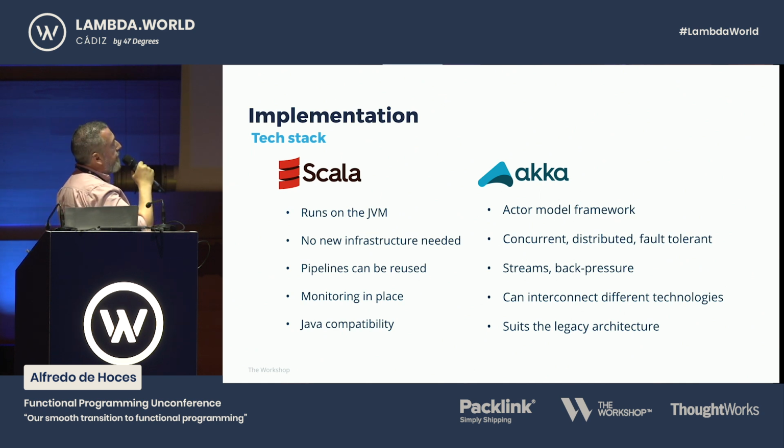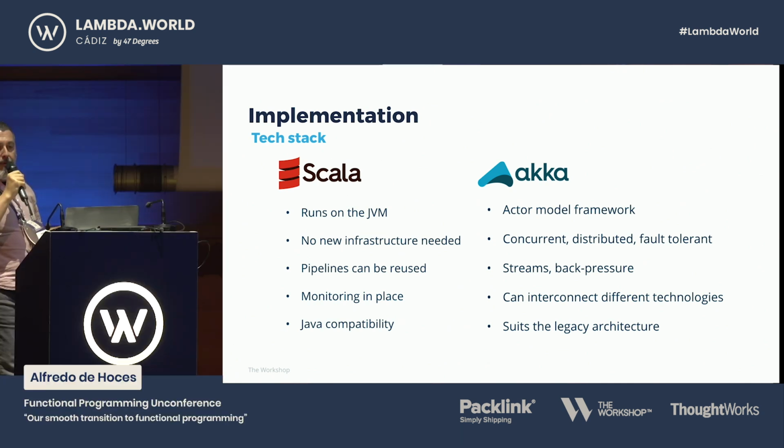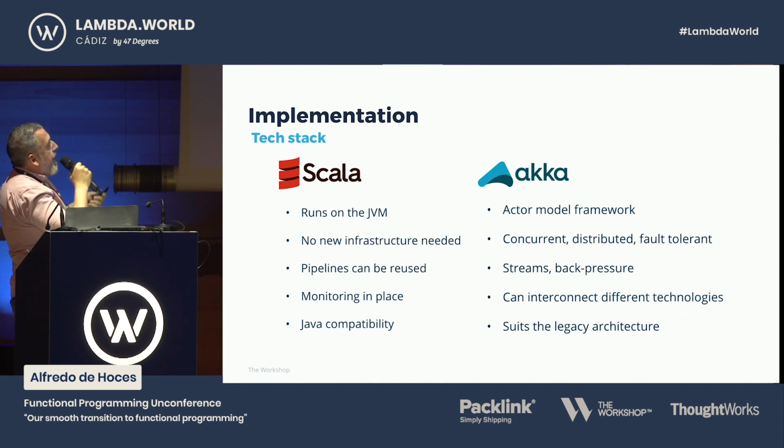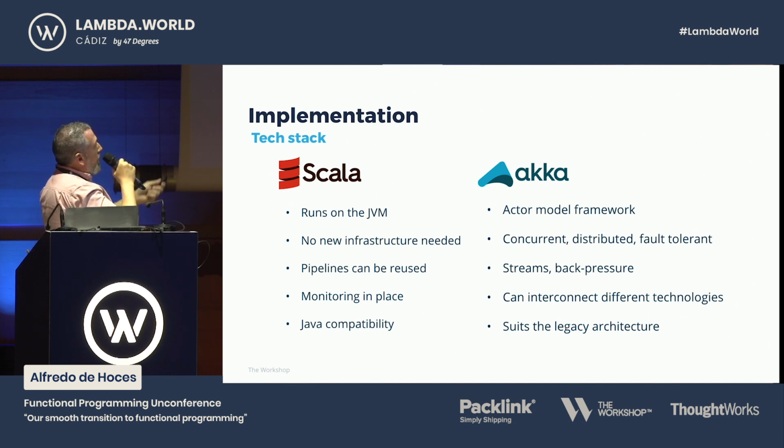And we chose Akka because of the nice way that the actor model framework would suit our needs. It was a multiplayer poker game, and Akka is really good for concurrent distributed fault-tolerant systems, which we needed. It was real-time, money was involved, so we really wanted something powerful, safe. We could use streams and back pressure. We could interconnect different technologies, so if we had to intercommunicate one of the new components and one of the old components, we could probably use Akka in the legacy bit and have them talk. So it all did suit the legacy architecture.